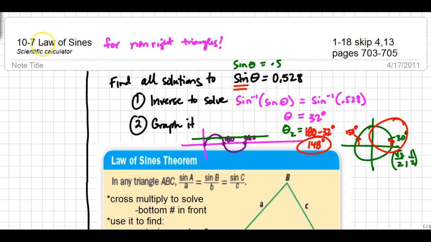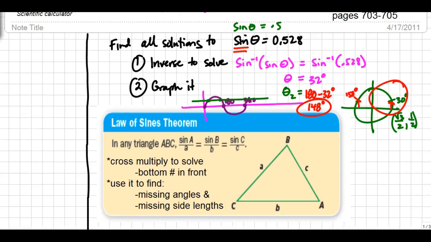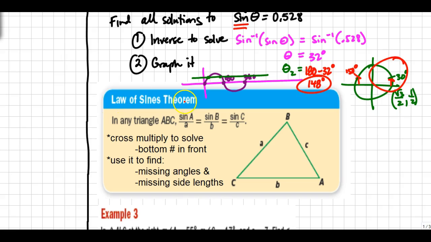So we're going to move on now to the law of sines itself. The law of sines is a very simple idea. It's technically three fractions that are set equal to each other, but when we deal with it, we're only going to be using two of those three fractions at a time. Once we've filled in all of the values, we're going to cross multiply to solve, and I'll show you what that means or what that looks like.